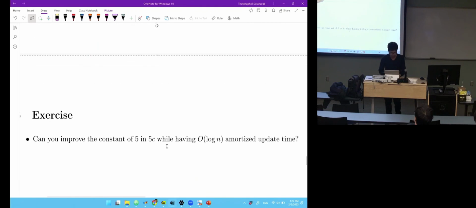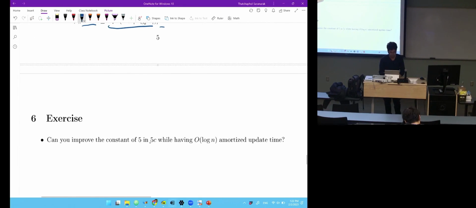So the exercise for you is to try to improve this constant 5 to something else. I believe you can do something like 3 or 2. I'm not sure, but that's possible. Just to make sure you understand this whole thing.